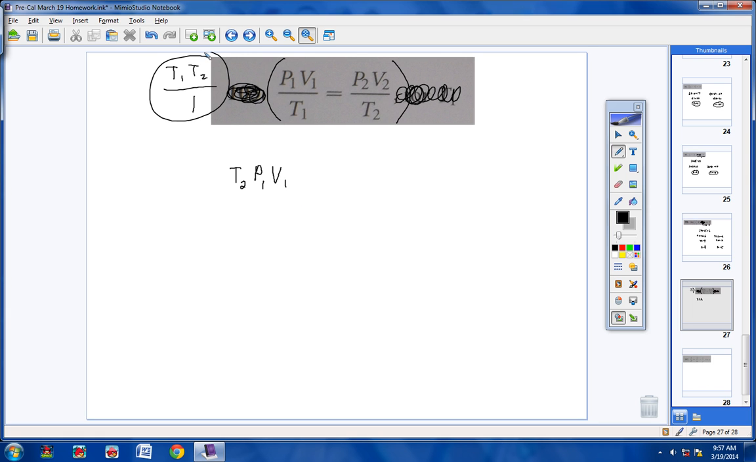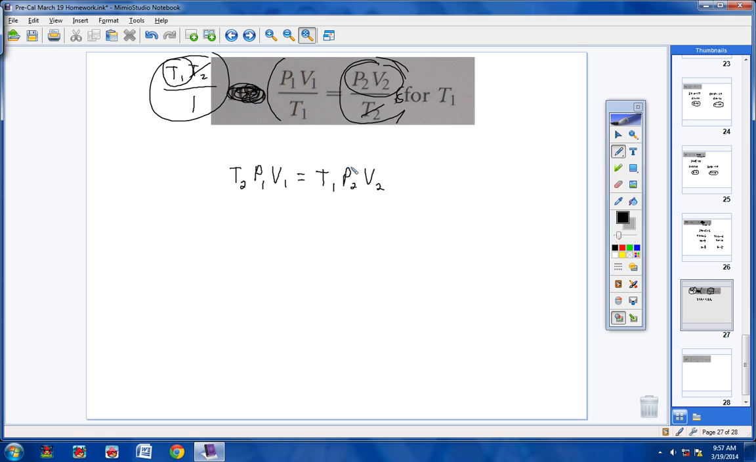And now take this fraction times this fraction over here. Notice your t subscript 2 will cancel with your t subscript 2, and you're left with t1 times this. So you really get t1 p2 v2. Now, don't forget what you're solving for. You're solving for t1. So you want to get t1 by itself.